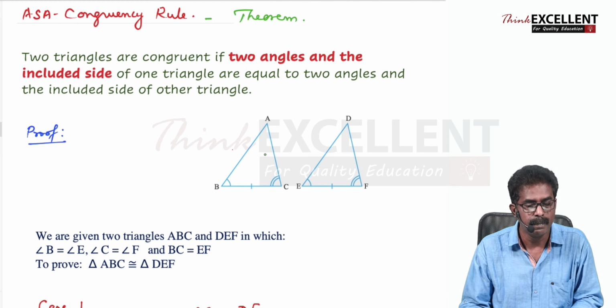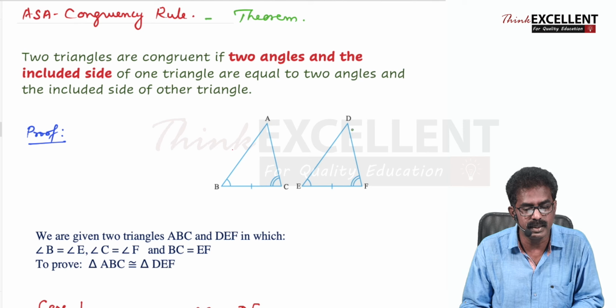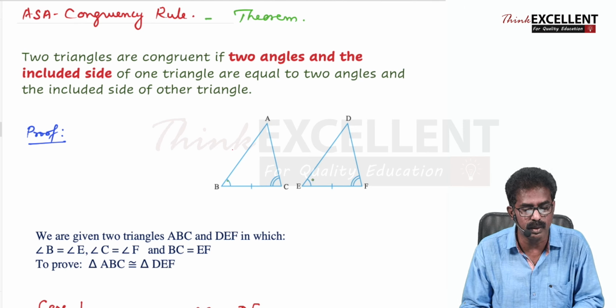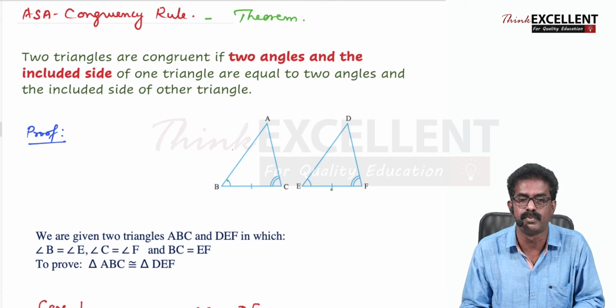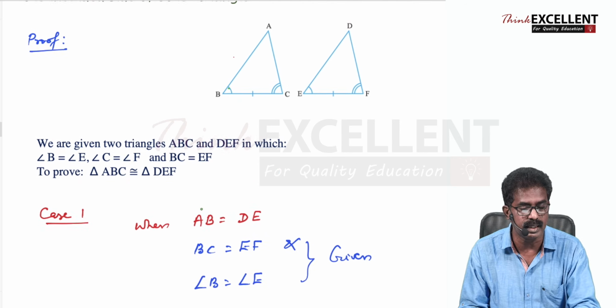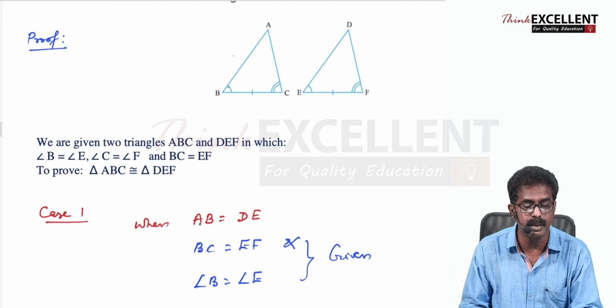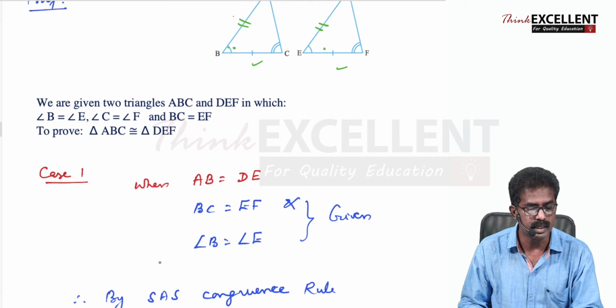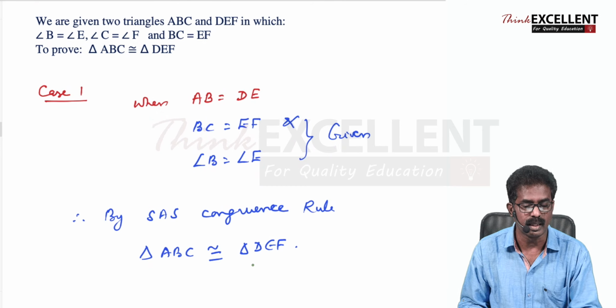Okay, so now listen. First you take two triangles ABC and DEF. You know there are three cases. What is given? Angle B equal to angle E, angle C equal to angle F, BC equal to EF. First case, we assume AB is equal to DE. So these two sides are equal, we are assuming. Then already you know these two sides are equal and this angle is equal. So by SAS congruency rule, the two triangles are congruent.